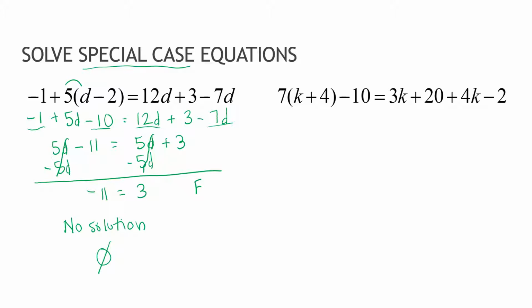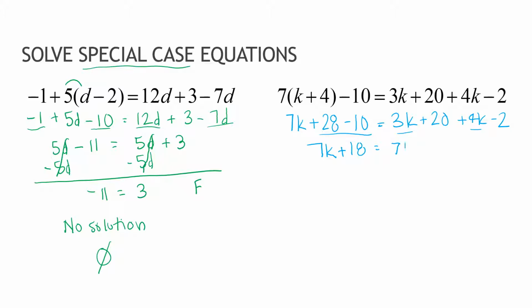Now let's look at our next example, which, if I remember correctly, is the other special case type of equation. So again, I'm going to follow the same steps that I have been following. I'm going to distribute 7k plus 28 minus 10. And on the right side, again, I could simplify, or as I'm going to do, I'm going to wait until the next step and just simplify each side at the same time. So here I'm going to combine these two to get 7k plus 18. And on this one, I'm combining to get 7k and adding those two to get plus 18.